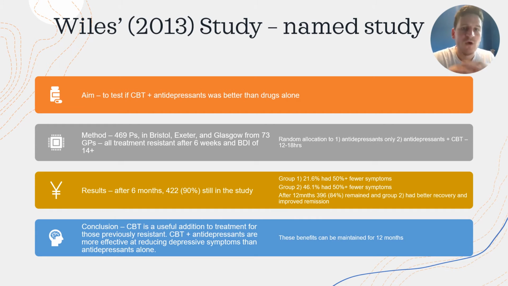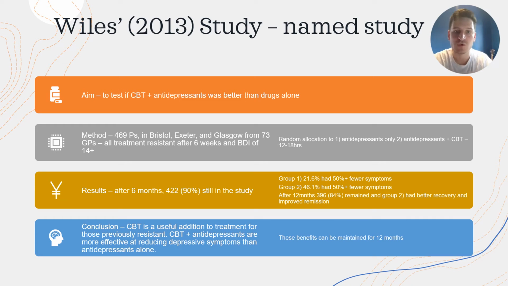And they looked to see then what the outcomes were. What they found was after 6 months, 90% of the participants were still in the study. Of those in group 1, 21.6%, let's call it 22%, had 50% fewer depressive symptoms. So even the ones that were just taking the antidepressants, it did seem to work. However, the big finding here was that of those that were doing CBT and the drug treatment, 46.1%, call it 46%, had 50% fewer symptoms. So the CBT and the antidepressants worked really well together. And after 12 months, 84% remained, and group 2 had better recovery and improved remission.